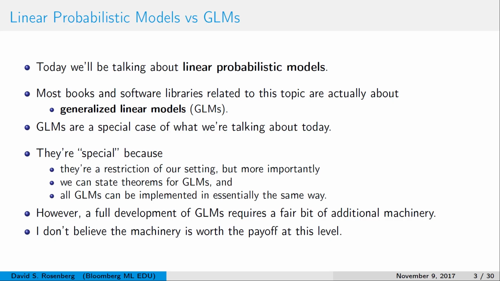So first I need to make a quick disclaimer. Most of what we're talking about today will be linear probability models. And there's something very related we may have heard of called generalized linear models. Generalized linear models are, in some sense, a special case of what we're talking about today. And when you look for implementations in Python or R or wherever, on some library for the types of things we're talking about today, your best search term is probably generalized linear models.